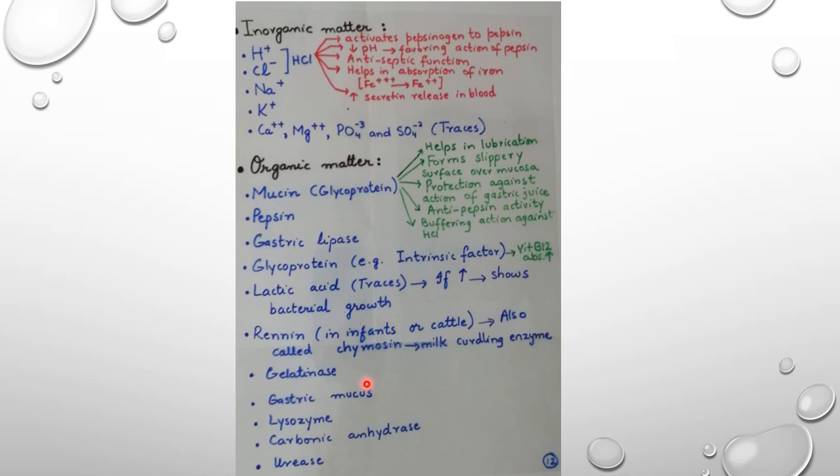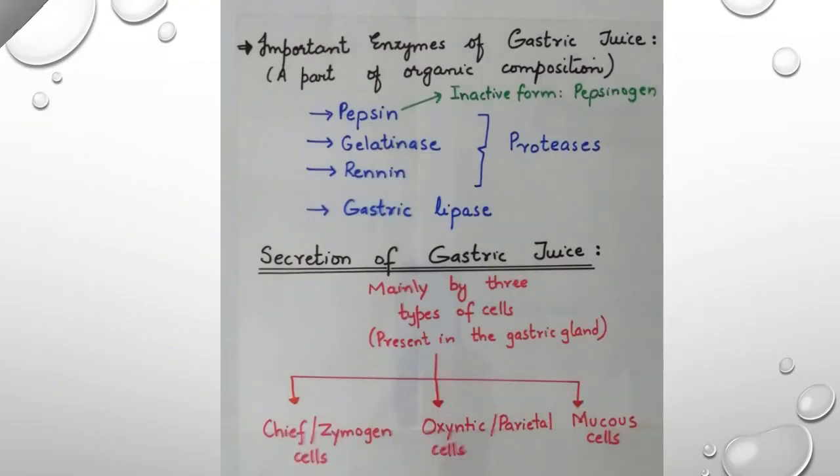Then the gelatin hydrolyzing enzyme gelatinase, gastric mucus, lysozyme, which is also called muramidase, a type of antibacterial enzyme, carbonic anhydrase, and urease are also found in gastric juice. Here is the list of some important enzymes that are found in gastric juice, which make up the important part of the organic composition of gastric juice.